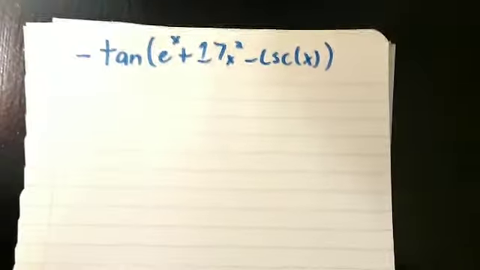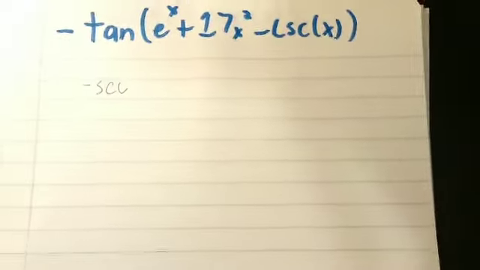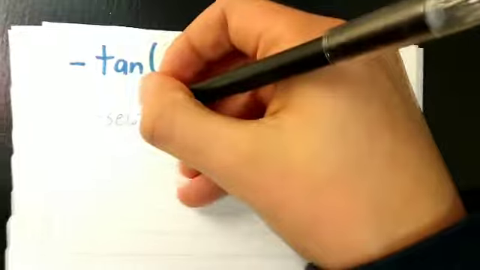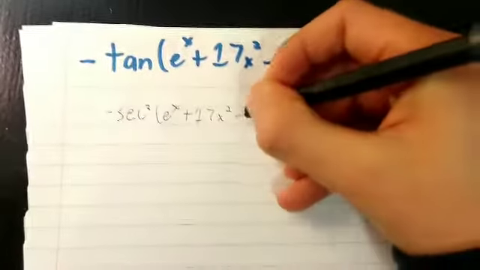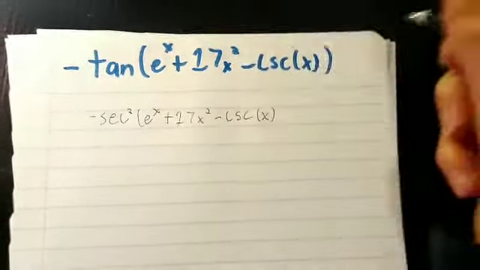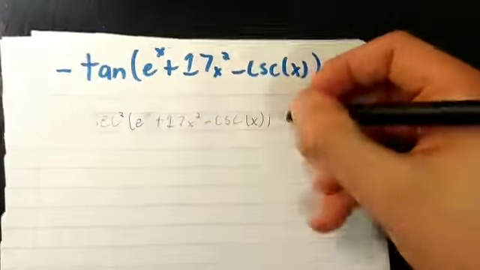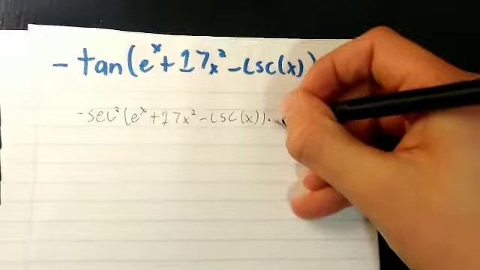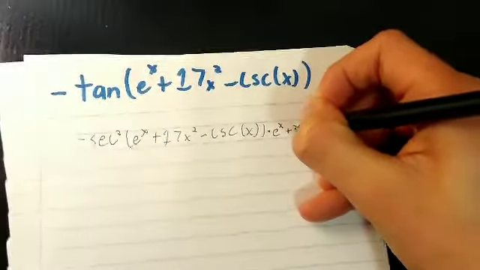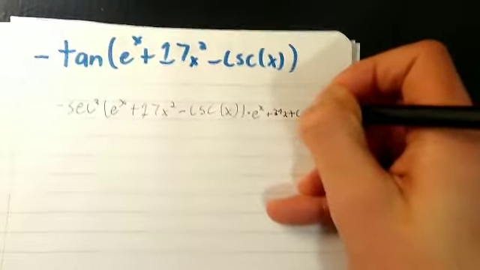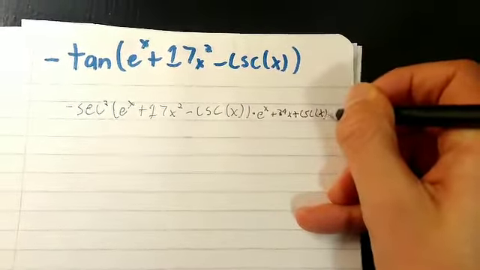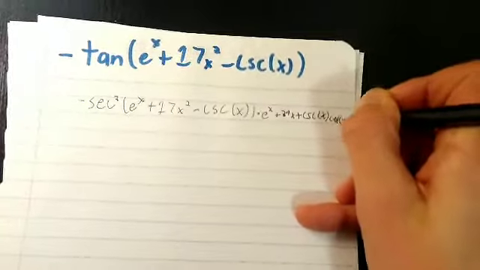Here we have the chain rule. So we'll start off, we have a negative here, so negative secant squared of e to the x plus 17x squared minus cosecant of x, and we multiply this by the derivative of the inside, so e to the x plus 34x plus cosecant of x times the cotangent of x.